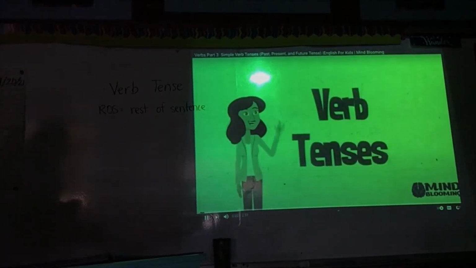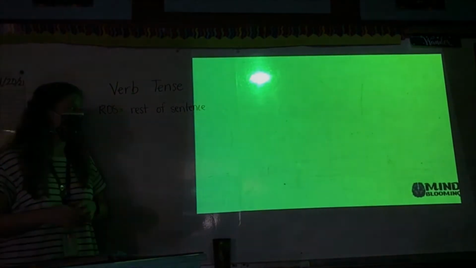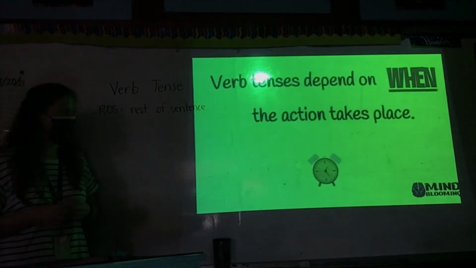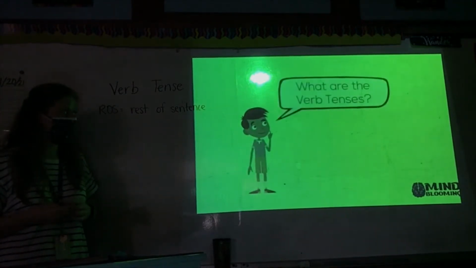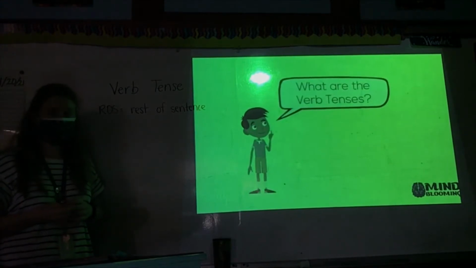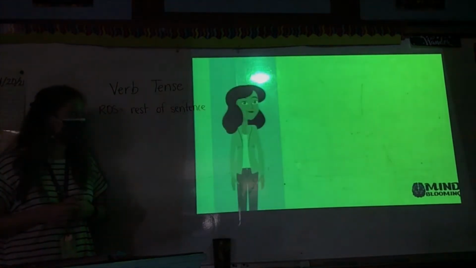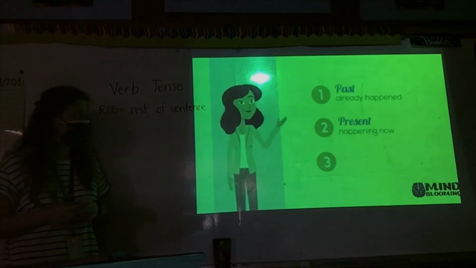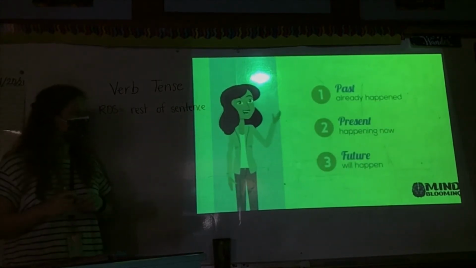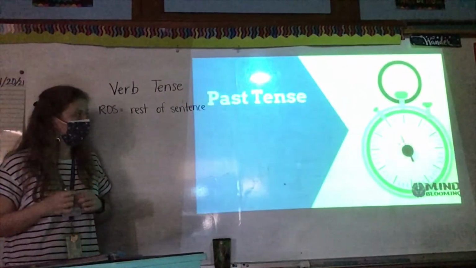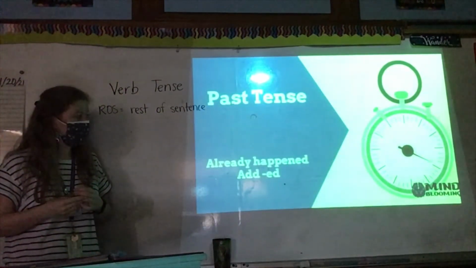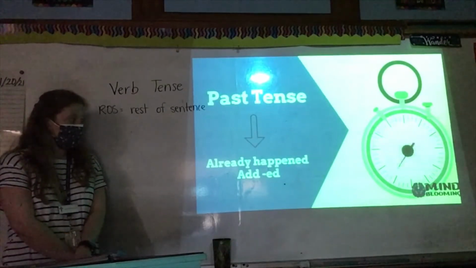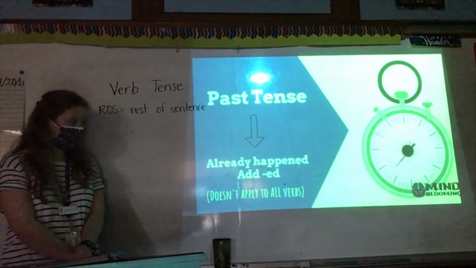Verb tenses. Verb tenses depend on when the action takes place. So, what are the verb tenses? There are 3 verb tenses: past, present, and future tense. Past tense means it already happened. When I want to write a verb in the past tense, I add ed. But not all verbs follow that rule.